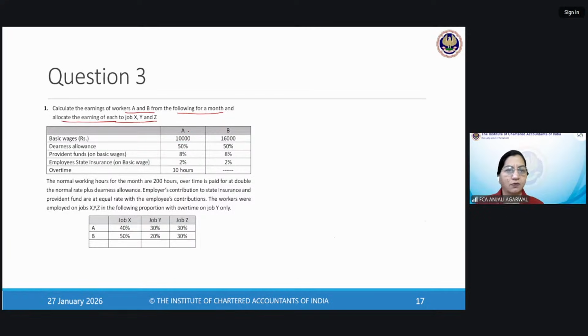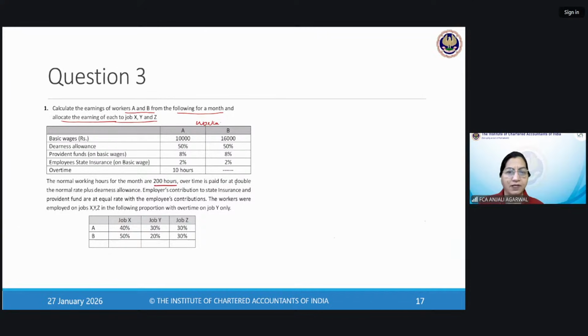So basically, there are two workers, worker A and worker B. The basic wages of workers are given, dearness allowance is given, provident fund, the statutory deductions which the employer and the employee make, that is given 8% for both, and ESI is also given 2%. Overtime is also done for 10 hours. So the normal working hours for the month are 200 hours.